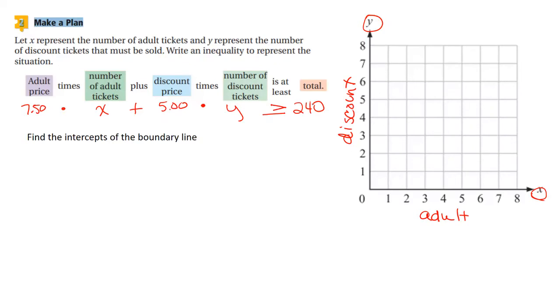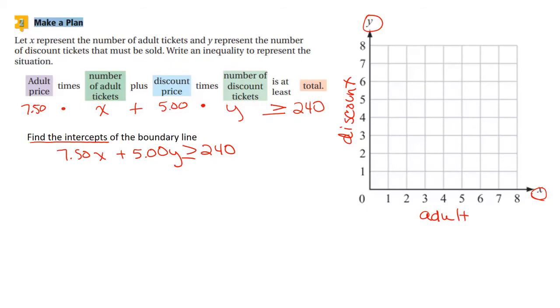All right, so now we've already, believe it or not, set up an equation to figure out what numbers need to be sold. So let's look at what our equation is. 7.50x plus 5y has to be greater than or equal to 240. Now, instead of doing our y equals mx plus b, which is actually a lot of work, we can solve this by just finding the intercepts.